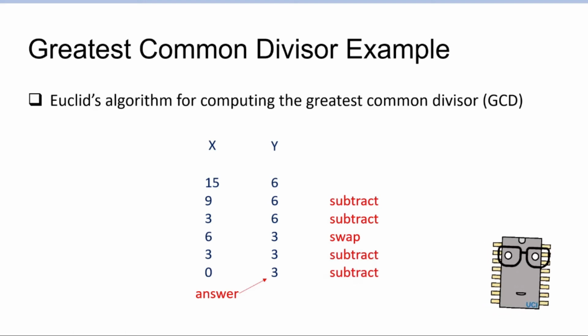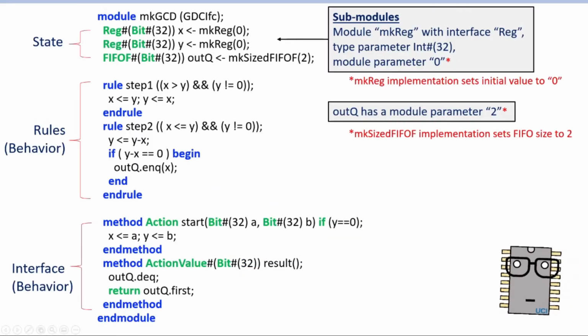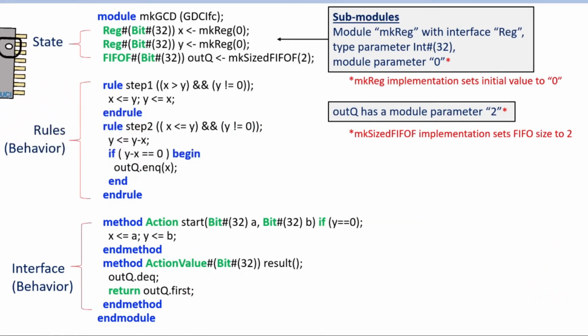And we can try to design a hardware accelerator for calculating this, hopefully not in a highly performant way, but we can build one. The whole code looks like this, and we'll walk through this step by step. The whole code consists of state, behavior rules, and the interface, which is also behavior, the interface the outside module uses to communicate with this particular module. So let's look at things one by one.